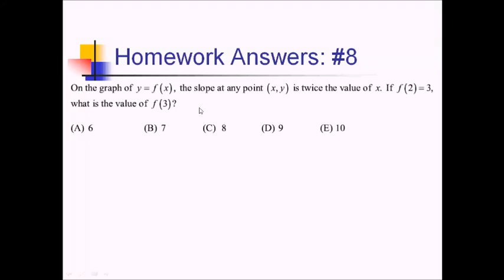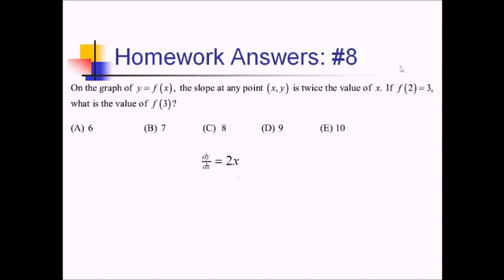For this problem, they're telling us on the graph of f, the slope at any point is twice the value of x. We've got this f of 2 equals 3 value here, and we want the value of f of 3. Okay, so they're essentially giving us a differential equation in disguise. If we write the slope at any point, we could just call that dy over dx, and twice the value of x literally means equals 2x. So we can write dy over dx equals 2x. That's what this means symbolically.